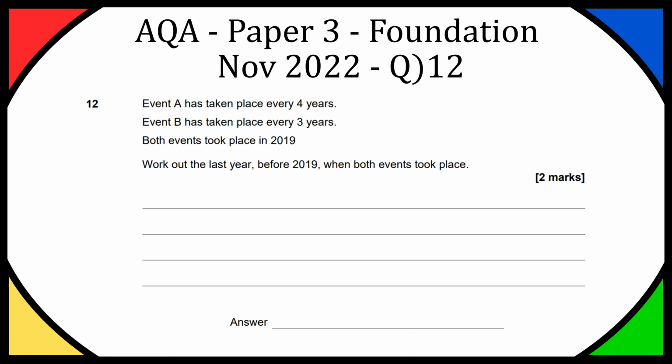Hey everyone, so today we're doing question 12 and it says event A has taken place every 4 years, event B has taken place every 3 years, both events took place in 2019, work out the last year before 2019 when both events took place, and this is a 2-mark question.